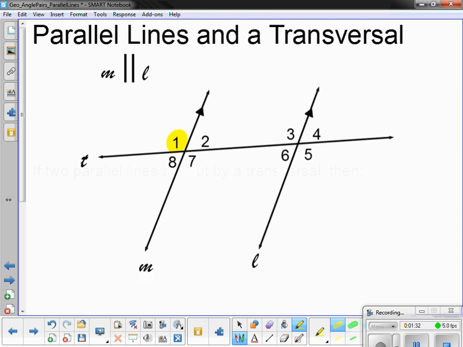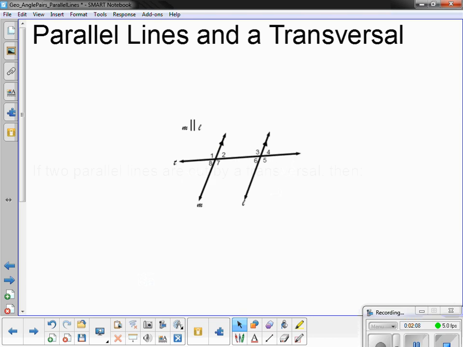Now we already know that certain angles here are certain types. We know that angle 1 and angle 3 are corresponding. We know that angle 7 and angle 3 are alternate interior angles. We know that angle 2 and angle 3 are same side interior angles. We know that angle 8 and angle 4 are alternate exterior angles. We know that. So now what we're going to look at is what happens when we do know that and where can we go from that.